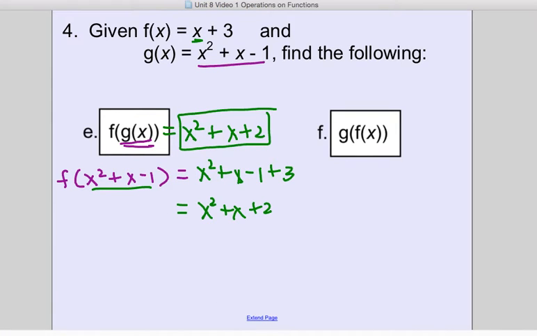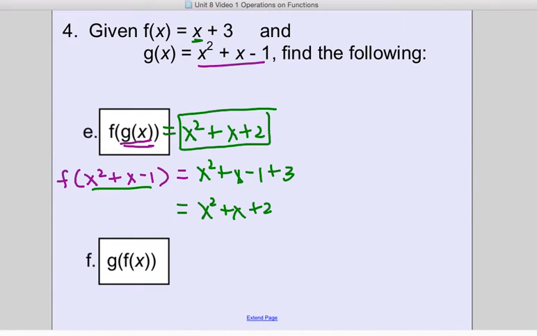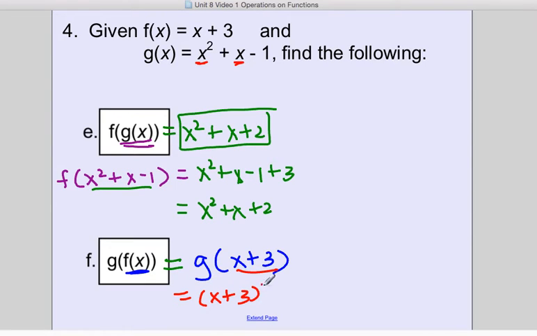Now we're going to do the reverse. We're going to do g of f of x. So we're going to take f of x and plug it into g of x. So I have f of x. f of x is x plus 3. Erasing what I got here. Now I'm doing g of x plus 3. So that means in my g function, wherever there's an x, I'm going to write x plus 3. So this is going to be x plus 3 squared plus, plugging this in the spot, x plus 3 minus 1. Now I need to simplify.